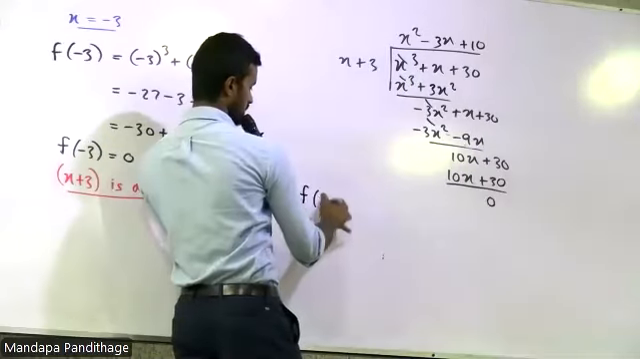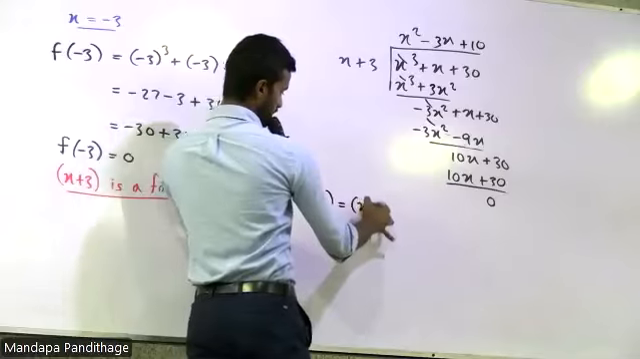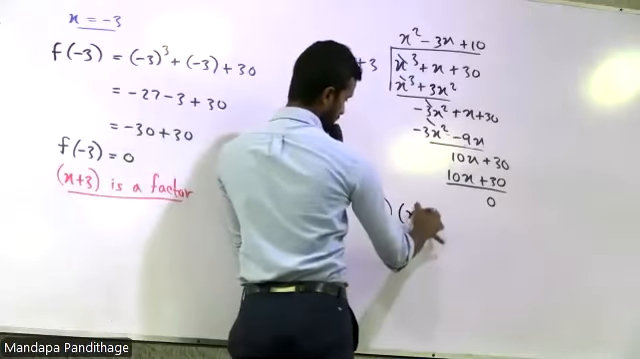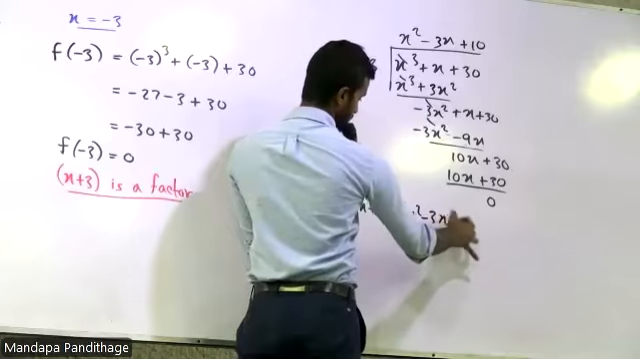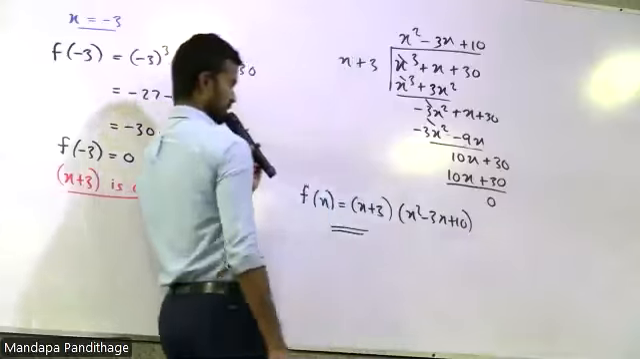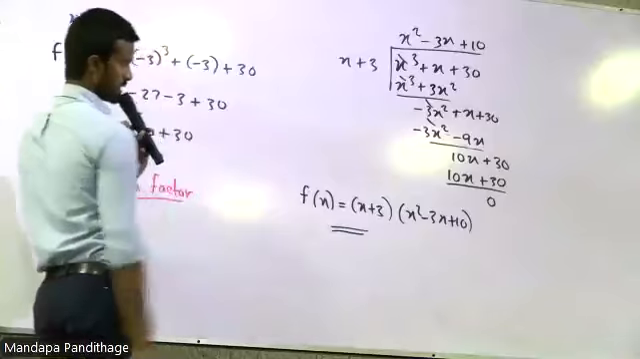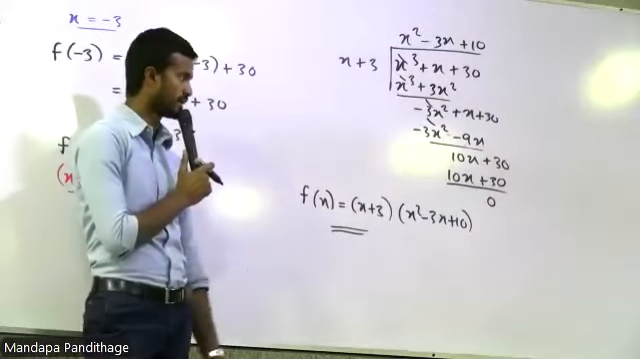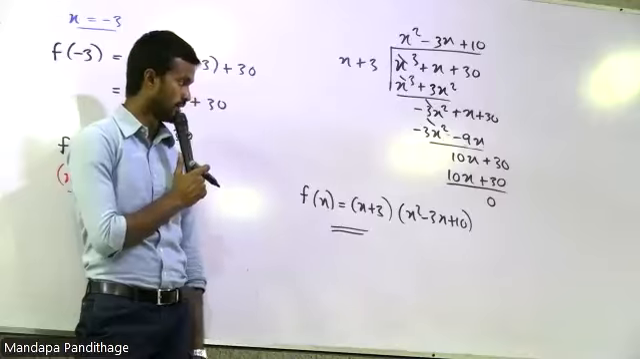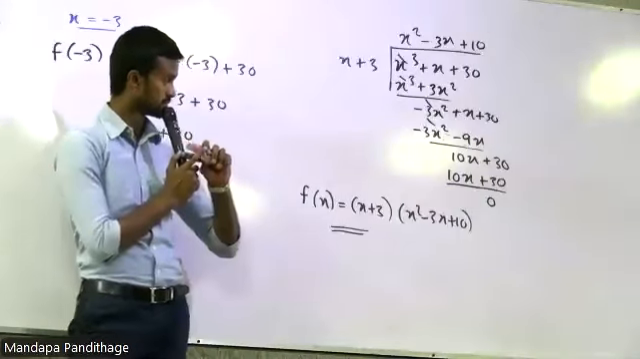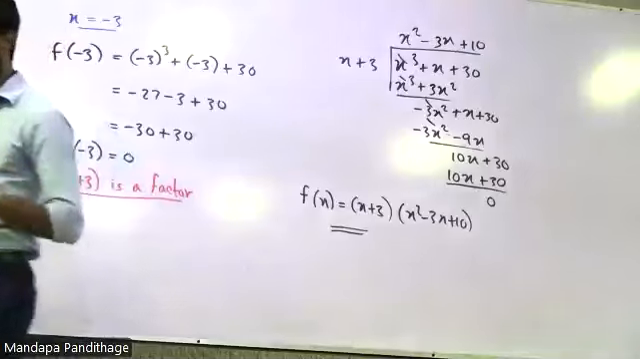So what are the two factors? One factor is x plus 3 and the other factor is x squared minus 3x plus 10. So what is the other factor? It's x squared minus 3x plus 10. If you can factorize that quadratic factor, do it. If not, you can leave it at x squared minus 3x plus 10. Okay, complete the book.